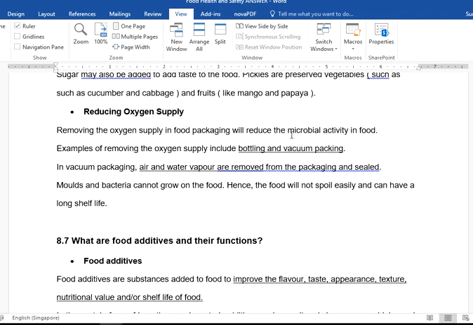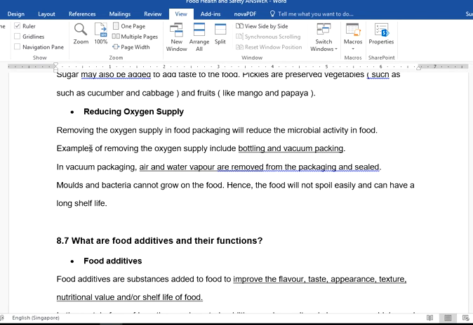Reducing oxygen supply in food packaging will reduce microbial activity in food because, again, remember, these microbes are very similar to other living things. They also need oxygen to live. So if you can remove oxygen supply, the bacteria or the microbes will also not be able to live, or will not be as active.